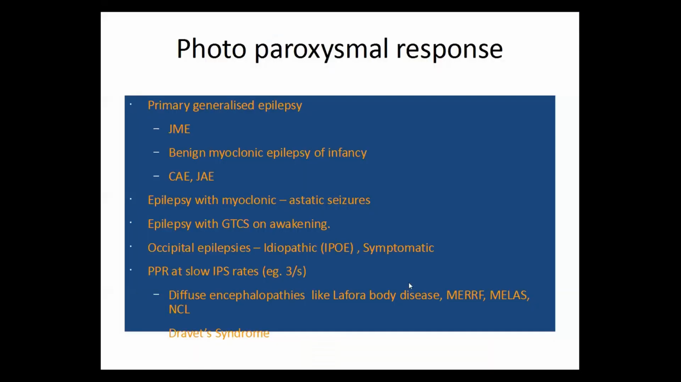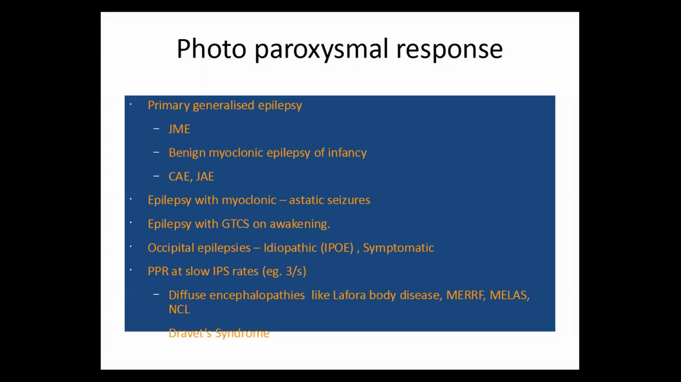So that's one way of diagnosing the progressive myoclonus epilepsies: photosensitivity at lower frequency of stimulus and even at higher frequency like 35-40 hertz, in addition to the giant SSEP, which all of us know is diagnostic of progressive myoclonus encephalopathy. Photoparoxysmal response is commonly seen in juvenile myoclonic epilepsy, childhood absence, juvenile absence, and sometimes in benign myoclonic epilepsy of infancy. Epilepsy with myoclonic astatic seizures or Doose syndrome, Dravet syndrome, epilepsy with GTCS on awakening, and the occipital epilepsies can show this photoparoxysmal response.